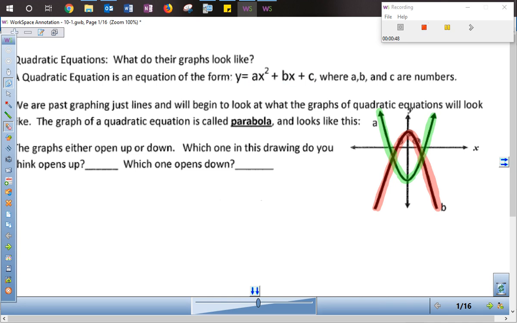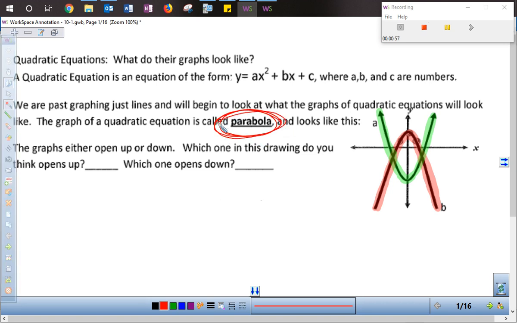When we graph a quadratic equation with a degree of 2, we get back what's called a parabola. Now a parabola kind of looks like a U shape. It can either look like this guy here or this guy here. Now the graph is either going to open up or down. In this drawing over here, which graph do you think opens up? Which graph opens down?